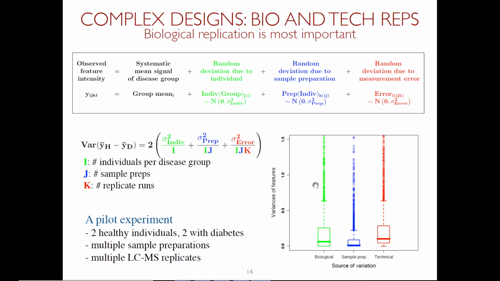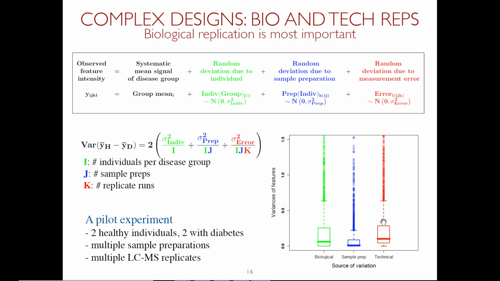Okay, and so what we can do next, right? How do we work with that? So this is my formula, right? I say for one protein, this will be the variance for this protein that we have. So I have my pilot study. Here we actually had 2 healthy individuals, 2 diabetes, multiple sample prep, multiple replicates. We can actually fit this model for each protein, and we'll have box plots of variances across proteins. So here we could see, for example, that sample prep was a relatively low contribution to variation. So we realized that it was really not necessary to do multiple sample preps.